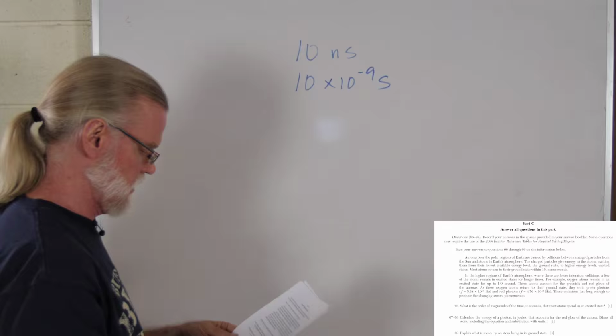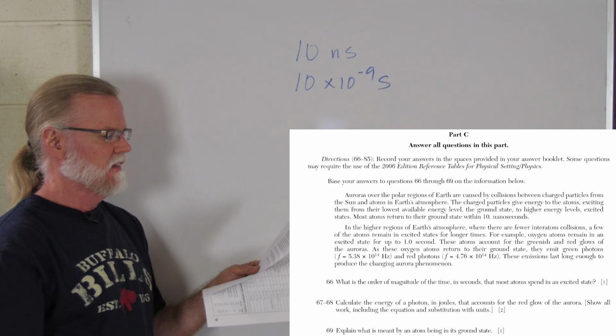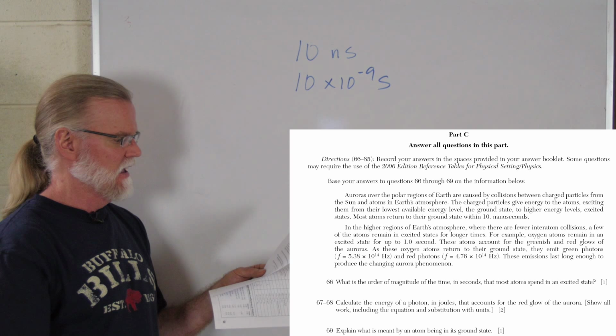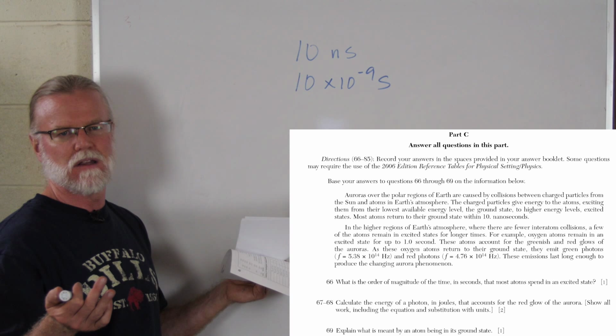10 nanoseconds. There we go. Now, if we look at question 66, it says, what is the order of magnitude of the time in seconds that most atoms spend in the excited state? This is a garbage question. We don't know the answer to this, but the state wouldn't give on this one because they didn't say most atoms spend in the excited state. They said most atoms return to the ground state within 10 nanoseconds. They didn't say at 10 nanoseconds. So most of them could have dropped down in a tenth of a nanosecond. So it's really a garbage question, but we have to deal with it anyway.